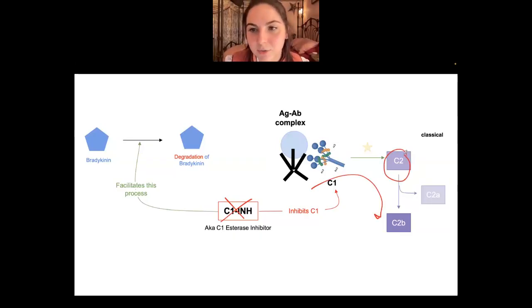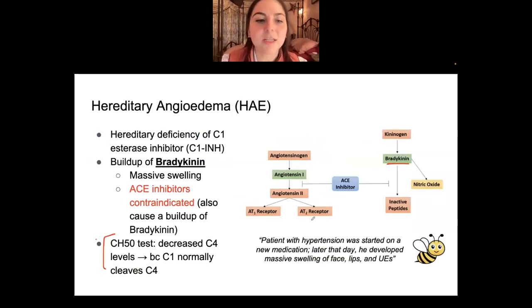We're allowing for consumption of C2. We're allowing for consumption of C4. Because remember, C1 also does that long arrow over to C4. It can also activate C4. And the CH50 tests for C3 and C4. So we're also going to get low levels of C4 because, again, C1 activates that process.